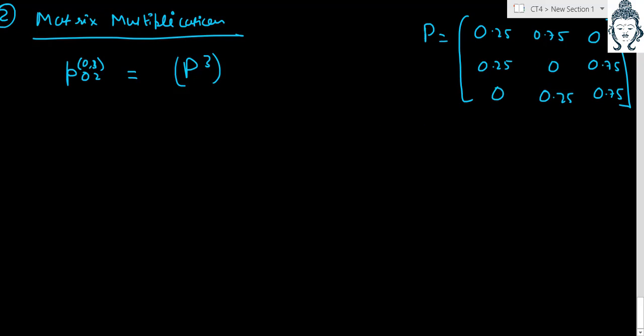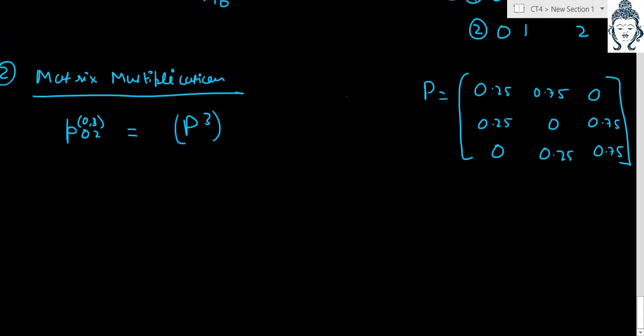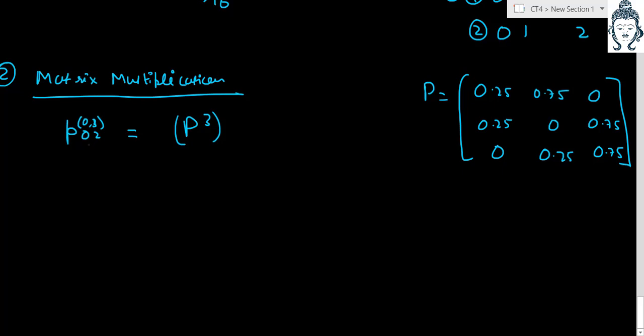For this I'll have to take the cube of P. If I want to go from state 0 to state 2, from time 0 to 3, I'll have to take the cube of P, because it's a 3-step transition probability, and then I'll have to take the value corresponding to i equal to 0 and j equal to 2. That is, the initial state is 0 and the final state is 2.